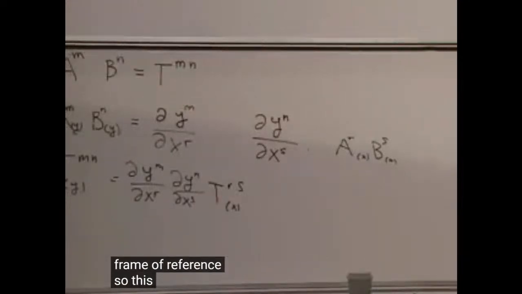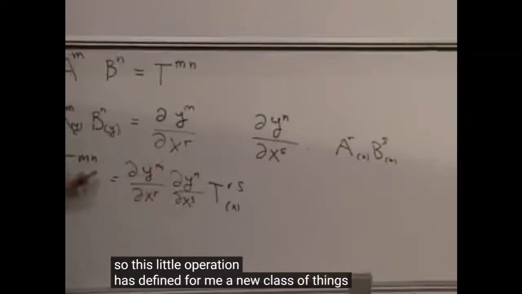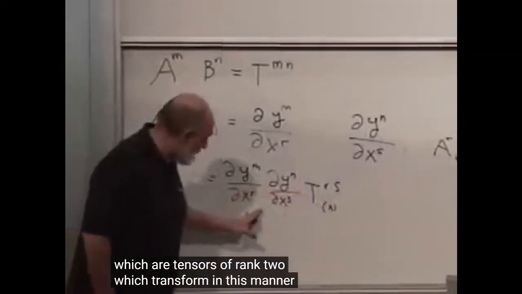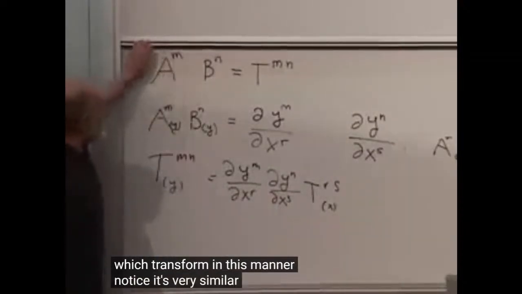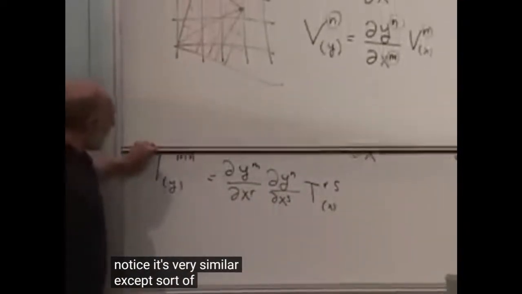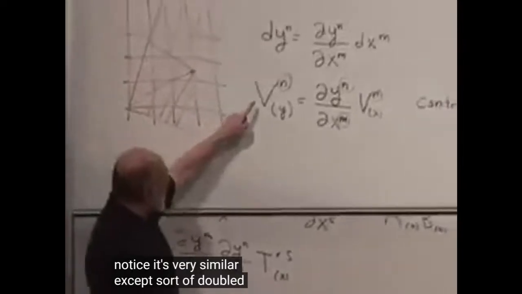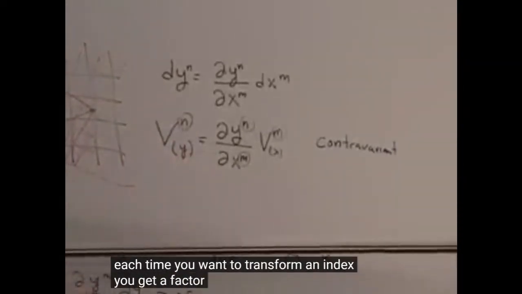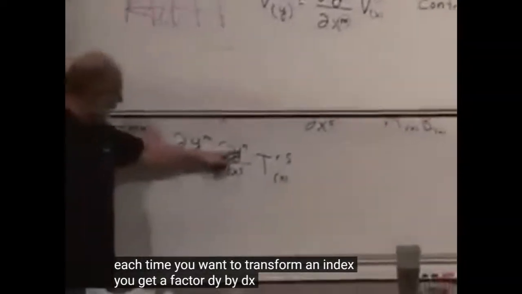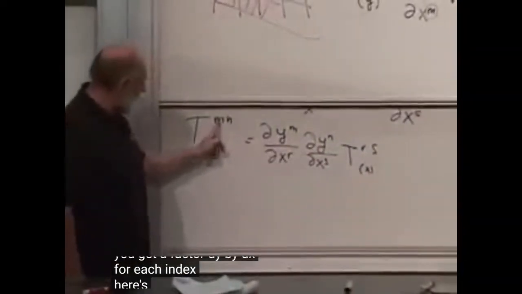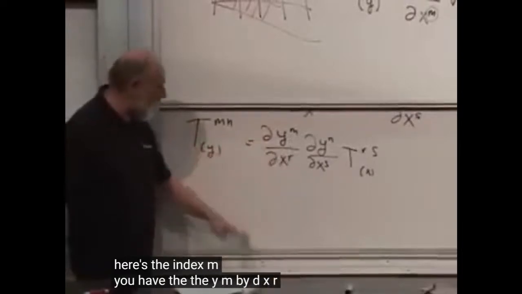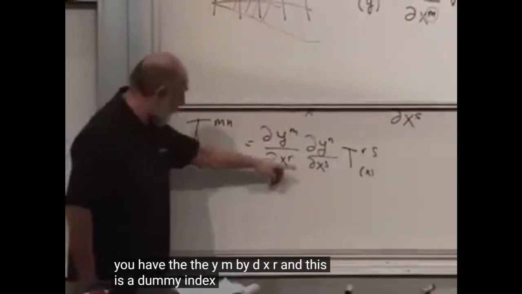So this little operation has defined for me a new class of things, which are tensors of rank 2, which transform in this manner. Notice it's very similar, except sort of doubled. Each time you want to transform an index, you get a factor dy by dx. For each index, here's the index m. You have a dym by dxr, and this is a dummy index.